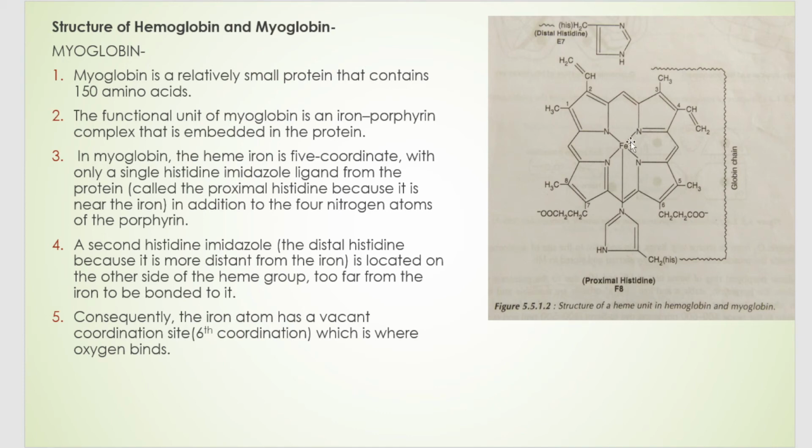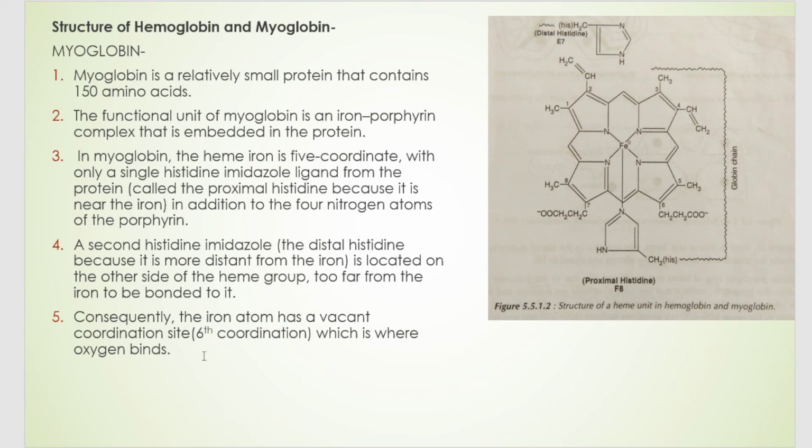So, how many bonds does this iron have now? 1, 2, 3, 4. 4 coordinations. They are satisfied by the nitrogen of the porphyrin ring. The fifth coordination is satisfied by the nitrogen of the proximal histidine. Sixth coordination, consequently, the iron atom has a vacant coordination site. That is, its sixth coordination is not satisfied by anybody. So, it has a vacant coordination site. This is where the oxygen binds.